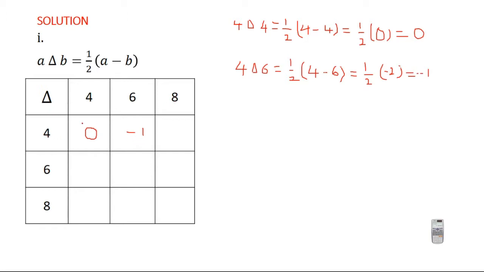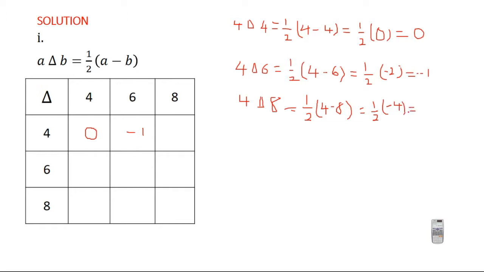4 delta 8. We took the first one, 4 delta 4, then 4 delta 6. So we are going to go to 4 delta 8. So 4 delta 8 will give us 1 over 2 into bracket 4 minus 8, because A is 4 and B is 8. So this is going to give us 1 over 2 into bracket 4 minus 8, which is minus 4.